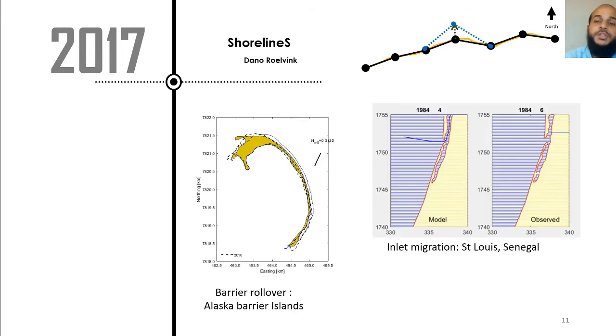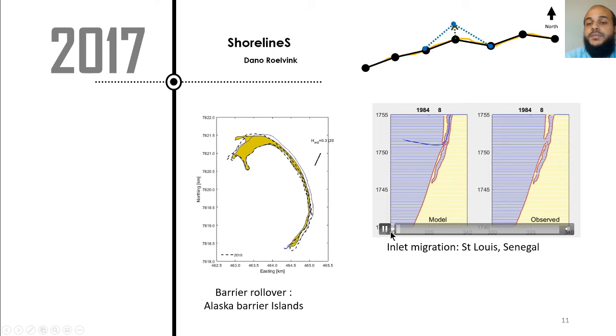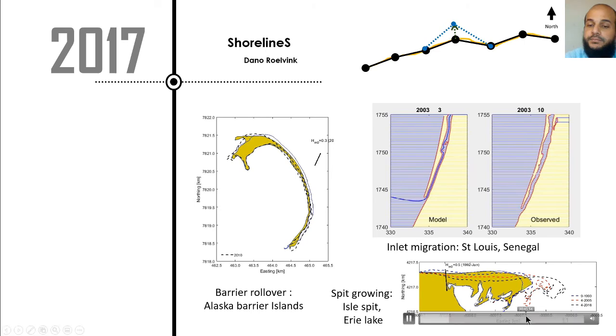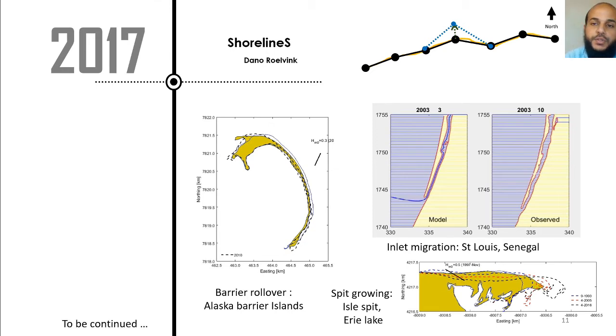Also inlet migration, and this is a case study in Senegal, where Professor Roelvink was able to simulate it. This is the observed one, and this is the model, which was able to do the inlet migration process. And also spit growth, and this is a spit from Lake Erie, which also demonstrated that the model can handle this process. So now, as you can see, the model is able to simulate such processes. Now we want to make sure that the model is also able to handle the wave diffraction process.